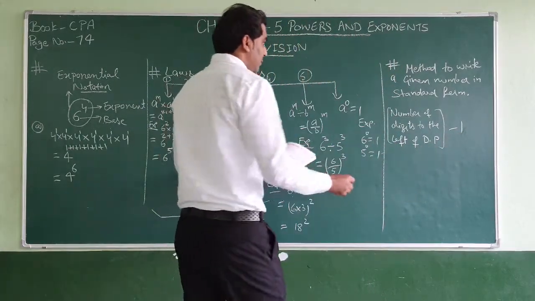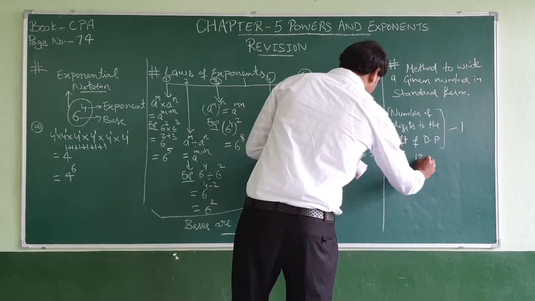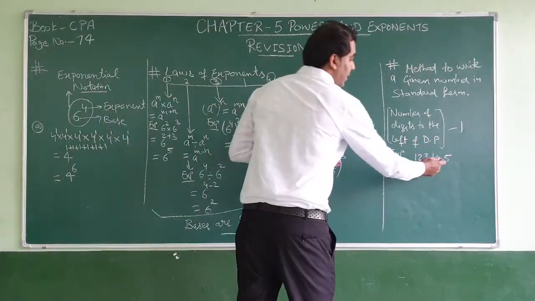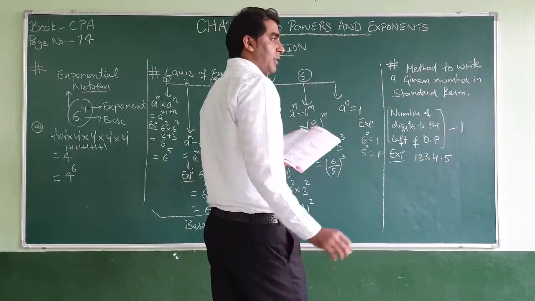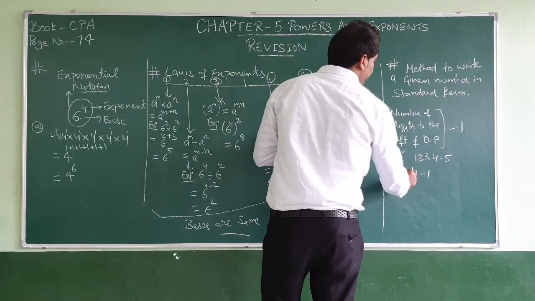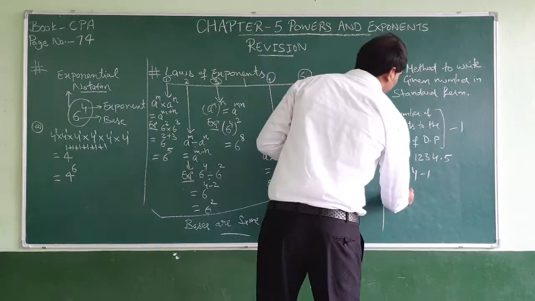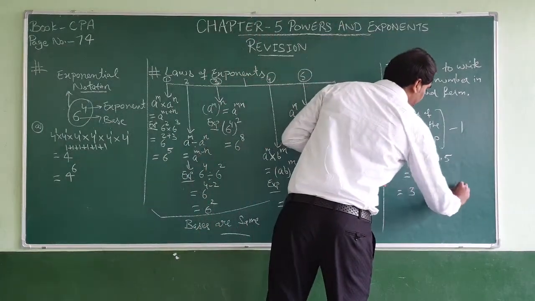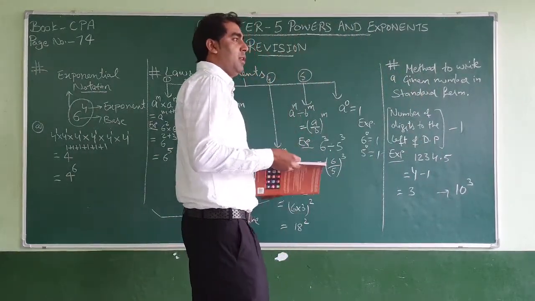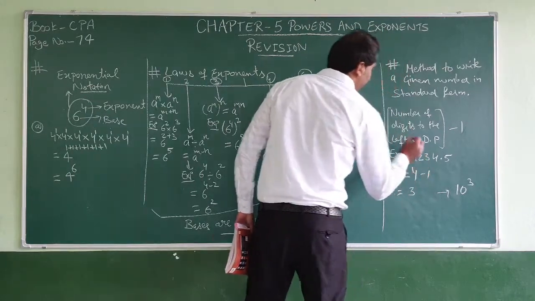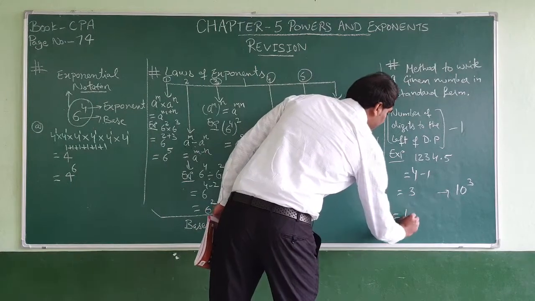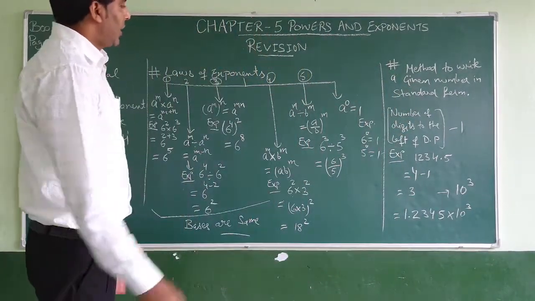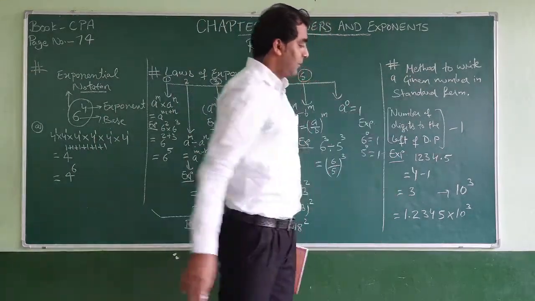For example, if we have 123415, first count the number of digits to the left of the decimal point: 1, 2, 3, 4, 5, 6. Here it is 6 minus 1, which is 5, and this will be the exponent of 10. In standard form we place the decimal point after one digit, which gives 1.23415 multiply 10 power 5. Actually I am doing the simplest short form, because we have no space to fill the table.